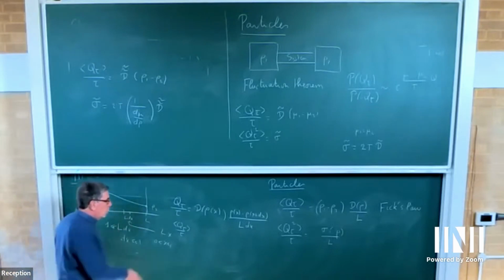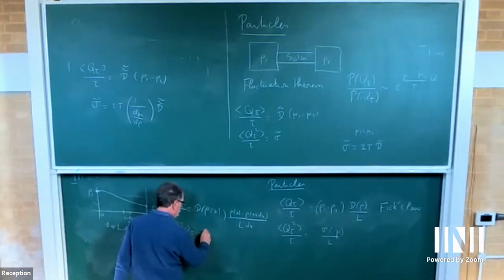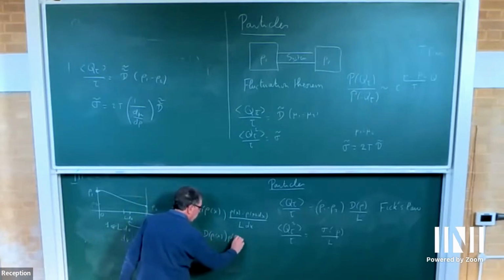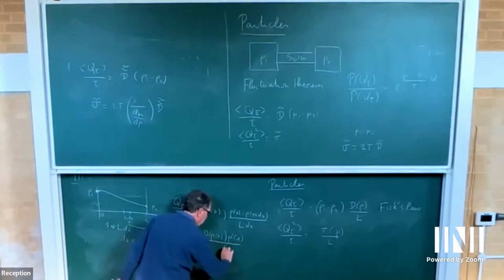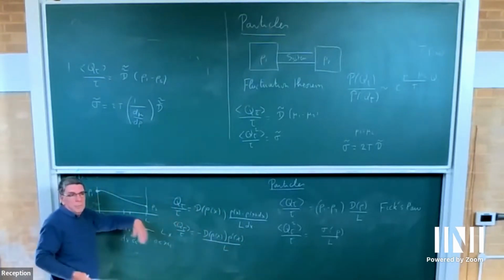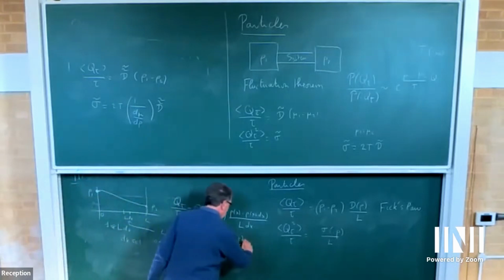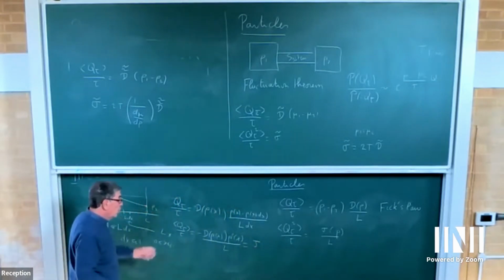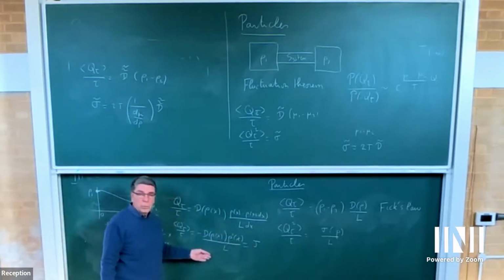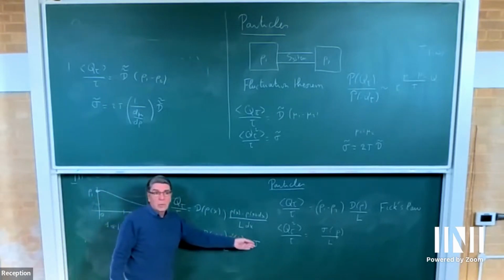Okay. So this will be minus D of rho times the derivative of rho. And then there is a 1 over L left. And this is the average current, so let me call it J. And so the first thing you realize is that presumably all the current will be of order 1 over L for a diffusive system. And this is the constant.